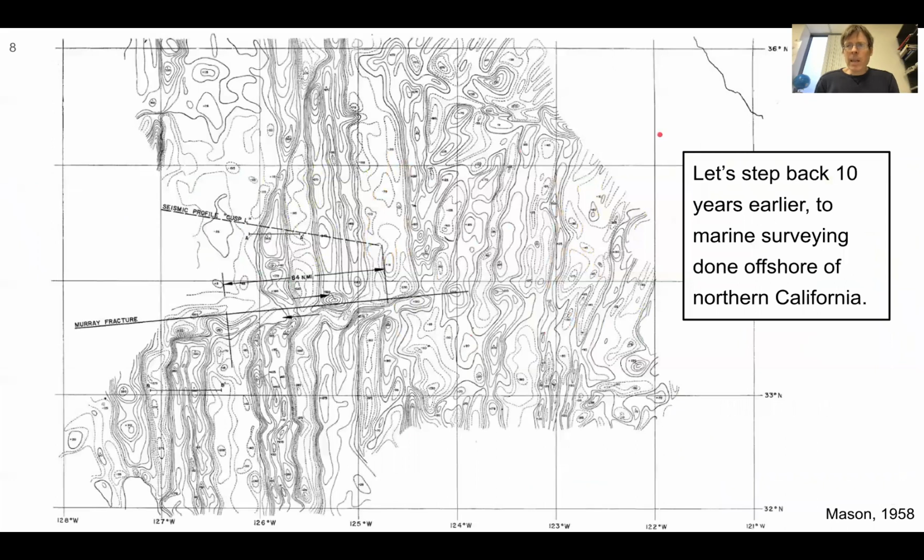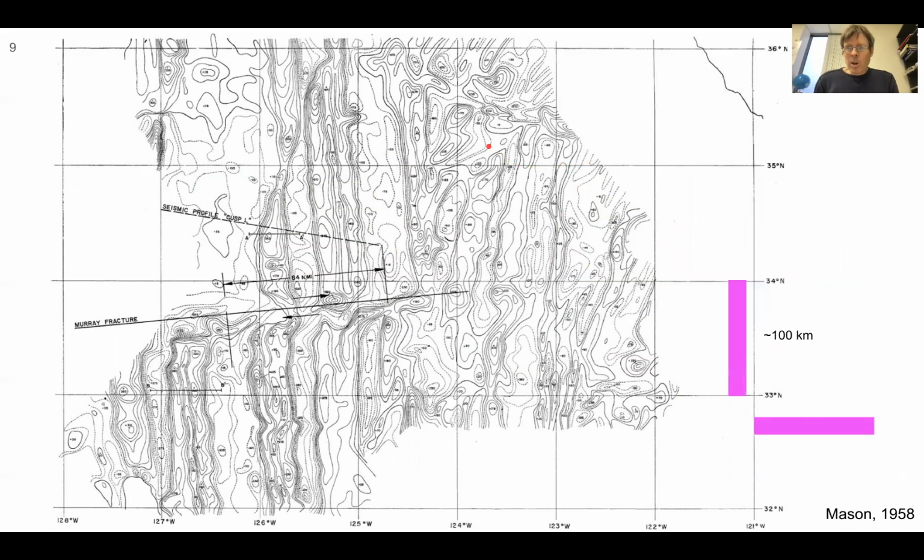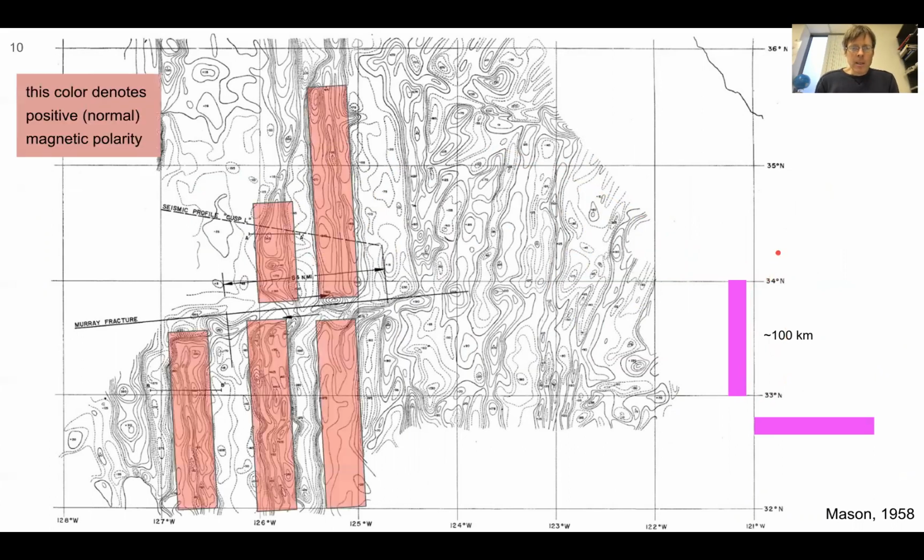But it starts back 10 years earlier, 1958, looking at marine surveying of magnetic work offshore of Northern California. And here we'll have to fill in. It's not as easy to see what's going on in this picture. So we'll start by the scale bar, reminding ourselves that 1 degree latitude is about 100 kilometers to get a sense of scale for what we're looking at.